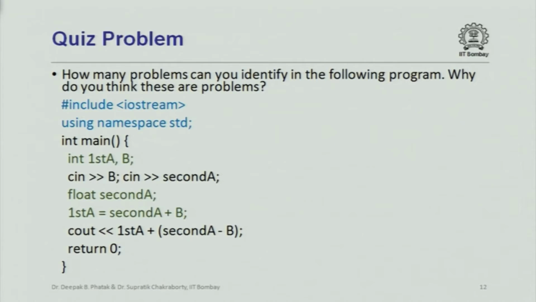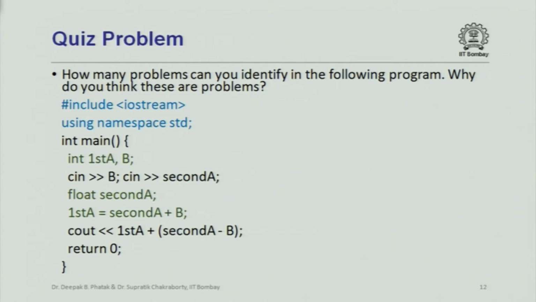Since the function is not in integers, I think we should write float before. No, the function is returning a value, right? It's returning 0. That is an integer. Any more? Yes. Since second A is written before float second A, no? So that is the first we have to create. Yeah, so somebody else also pointed out that this variable is used before it is declared. It's the same thing.